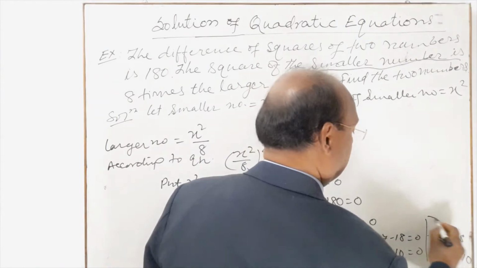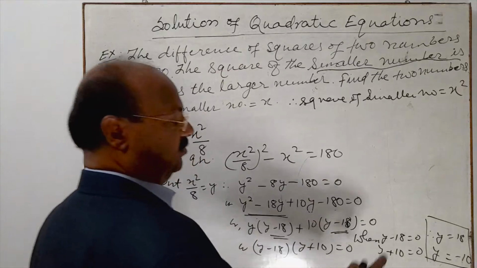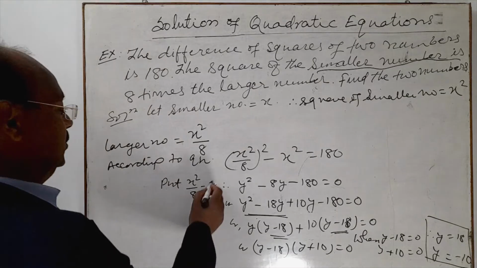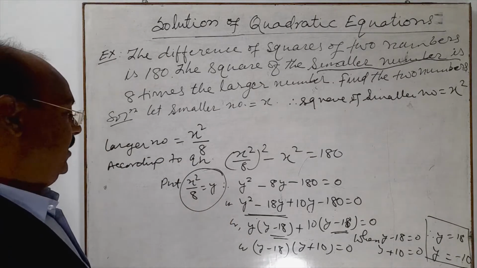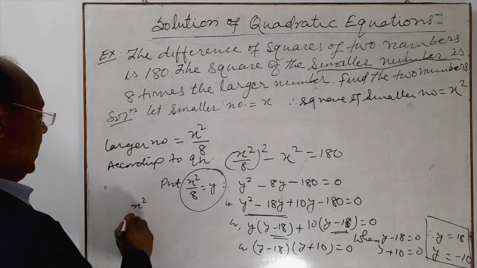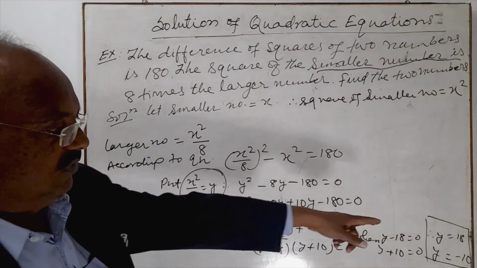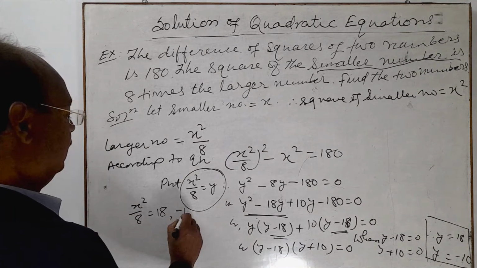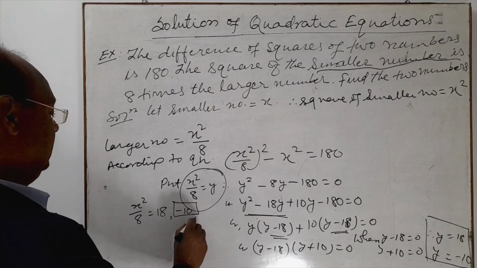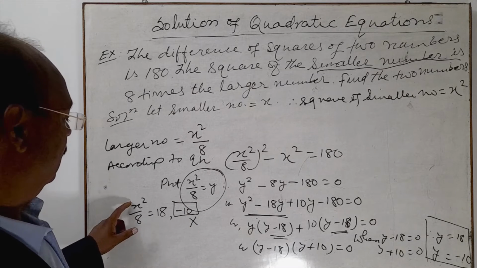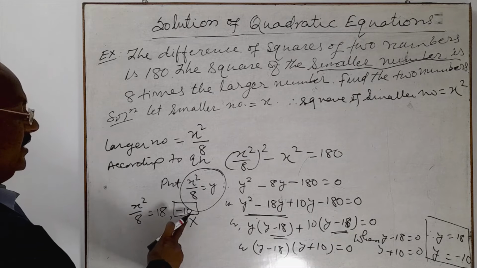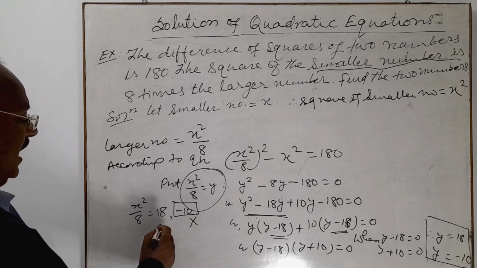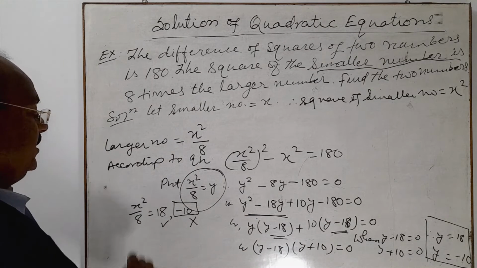So we are getting two values of y here. One is 18 and another is minus 10. But y is how much? y is x square by 8. So x square by 8 is equal to either 18 or minus 10. But minus 10 is not acceptable because in this case x square will be minus 80, and a square cannot be a negative number. You understand? So therefore we can take the value of y equal to 18 only.